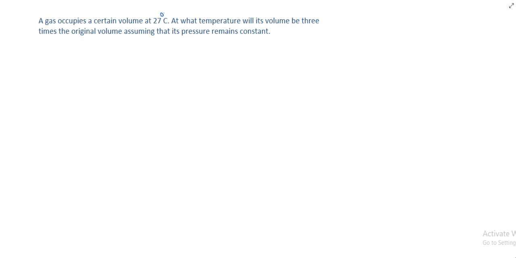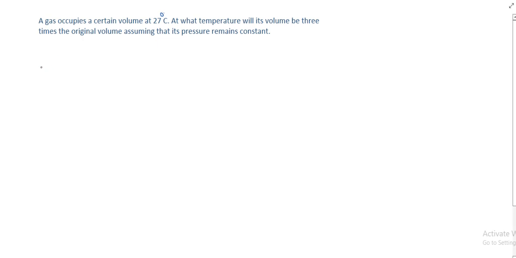Today we'll be solving another question on the topic gas laws. And the question goes thus: a gas occupies a certain volume at 27 degrees Celsius. At what temperature will its volume be 3 times the original volume, assuming that its pressure remains constant? First of all, we will realize that this question is under Charles' law because the pressure is constant. Let's bring out our parameters.